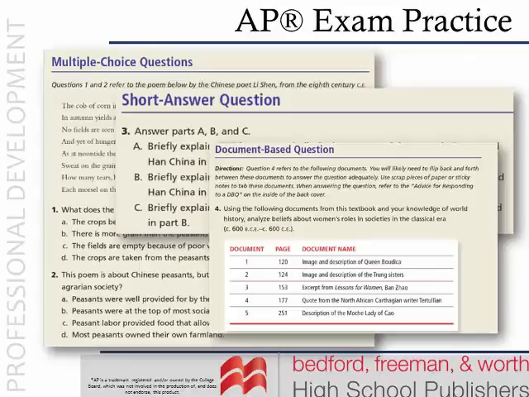At the end of each part, we provide AP exam practice, including multiple choice questions, short answer questions, a document-based question, and a long essay question.